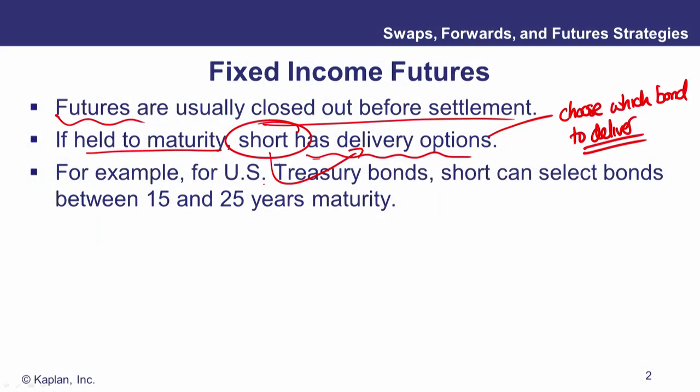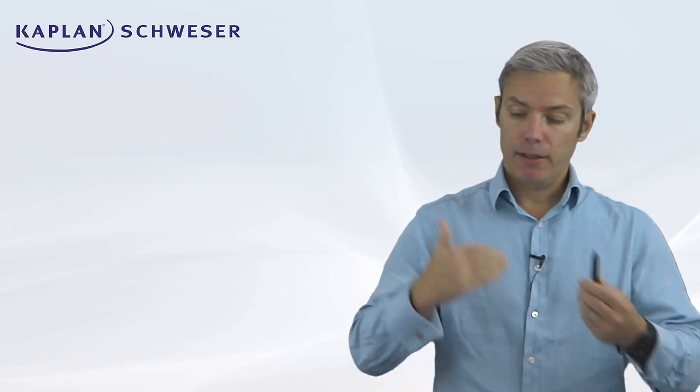Now, for example, for US Treasury bonds, the short can select these from a basket of deliverable bonds that will exist at maturity, specified by the exchange. The short can decide which one to deliver. And in the US, these bonds will typically have maturity of 15 to 25 years when we get to delivery of the futures contract.